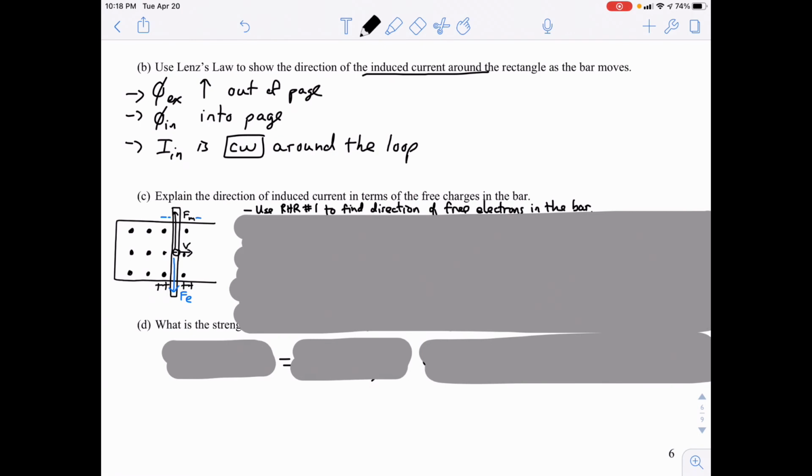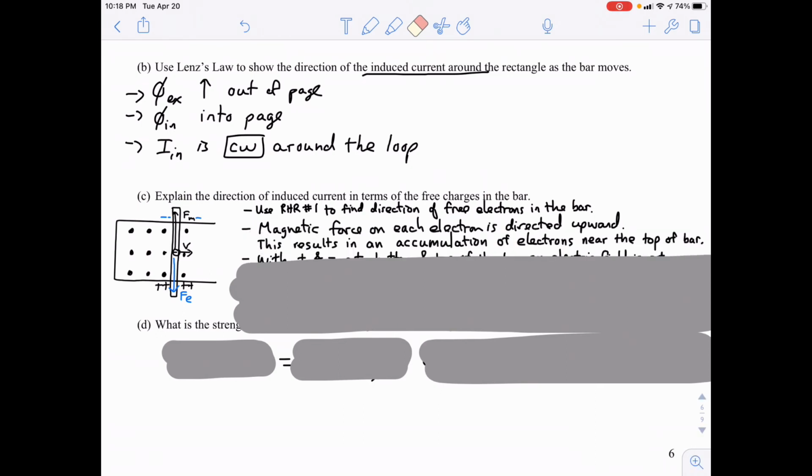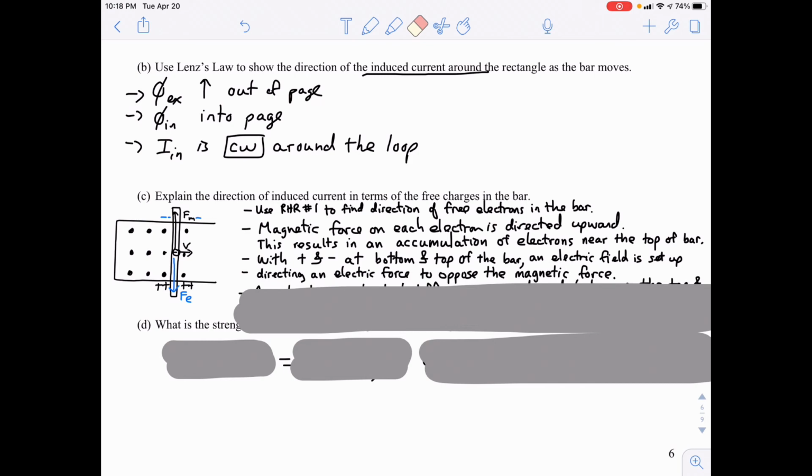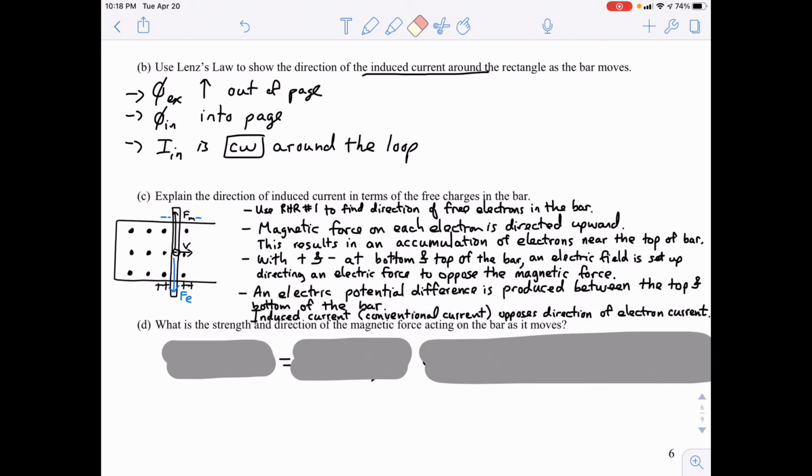Number 1, use right-hand rule number 1 to find the direction of the free electrons in the bar. We did that, and the magnetic force is pointing up. Number 2, the magnetic force on each electron is directed upwards. This results in an accumulation of electrons near the top of the bar. With positive charges and negative electrons at the bottom and top of the bar respectively, an electric field is established, directing an electric force to oppose the magnetic force. An electric potential difference is then produced between the top and bottom of the bar.